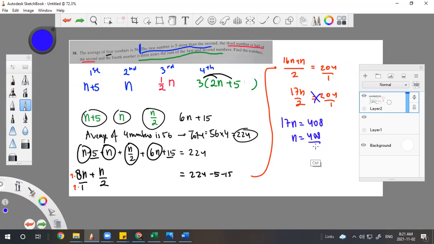Oke. Gitu. Divide 24, bagus banget. So n equals 24. So what is the number? The numbers are ini 24, terus 24 plus 5, half of 24, right? And then 3 times 48 plus 5. Oh, udah langsung aja. 48 plus 5 times 3. Langsung aja ya, 159 ya. So this is the final answer.